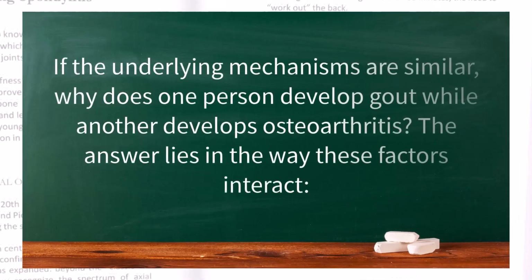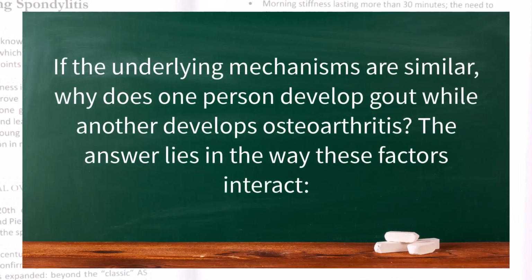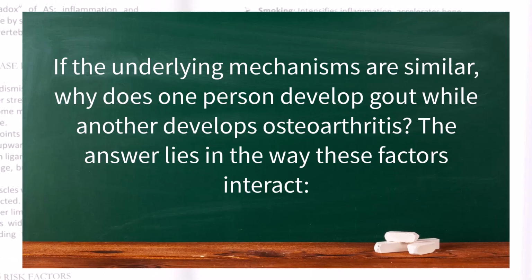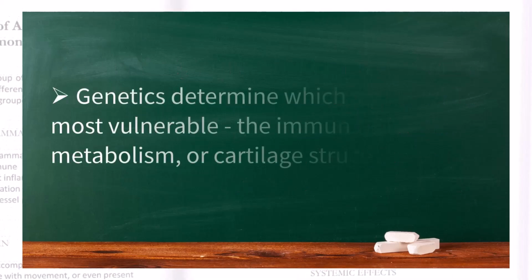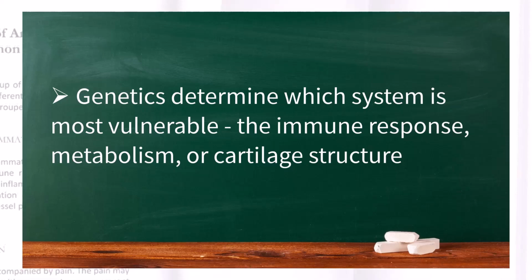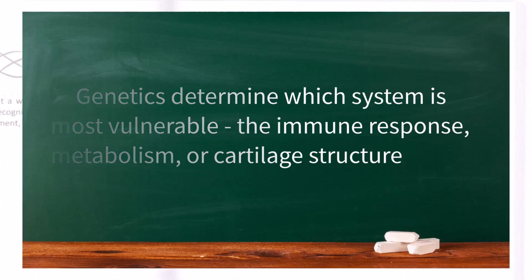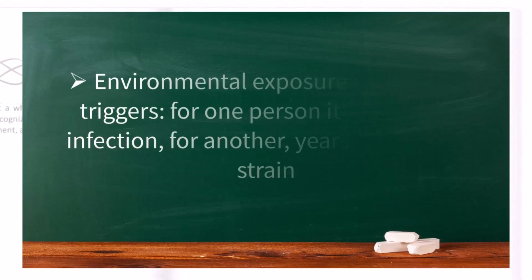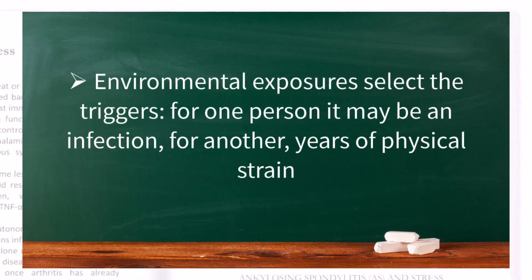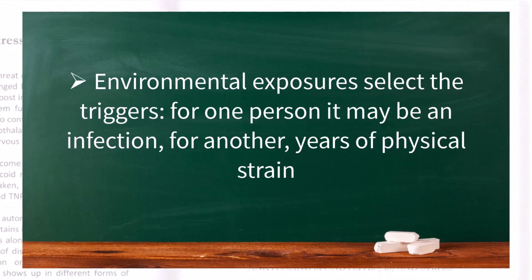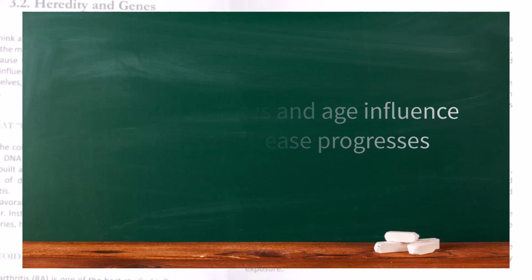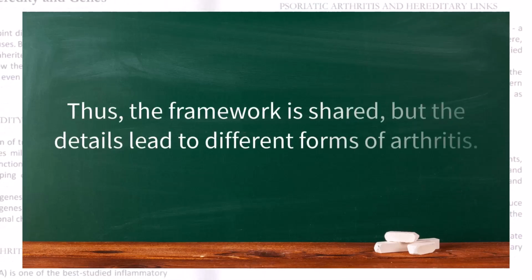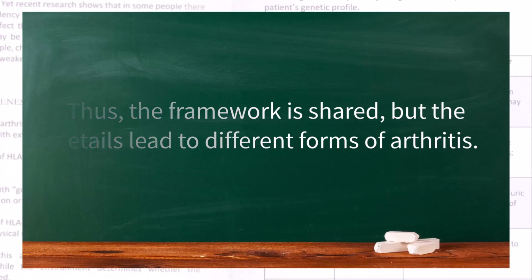Why the outcomes differ. If the underlying mechanisms are similar, why does one person develop gout while another develops osteoarthritis? The answer lies in the way these factors interact. Genetics determine which system is most vulnerable: the immune response, metabolism, or cartilage structure. Environmental exposures select the triggers. For one person, it may be an infection. For another, years of physical strain. Hormonal status and age influence how fast the disease progresses. Thus, the framework is shared, but the details lead to different forms of arthritis.